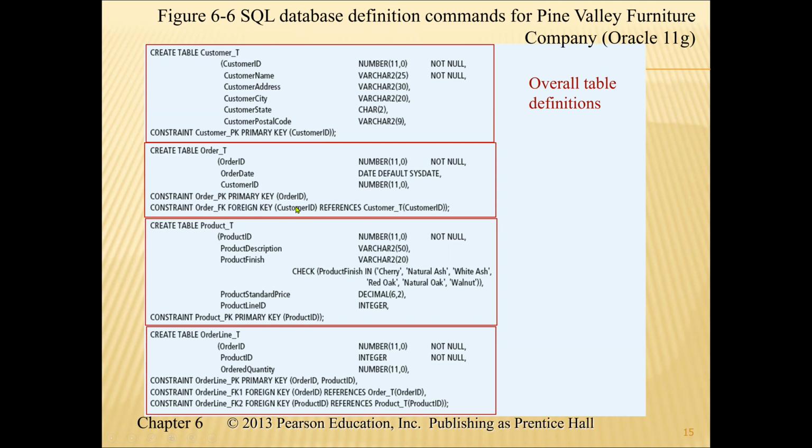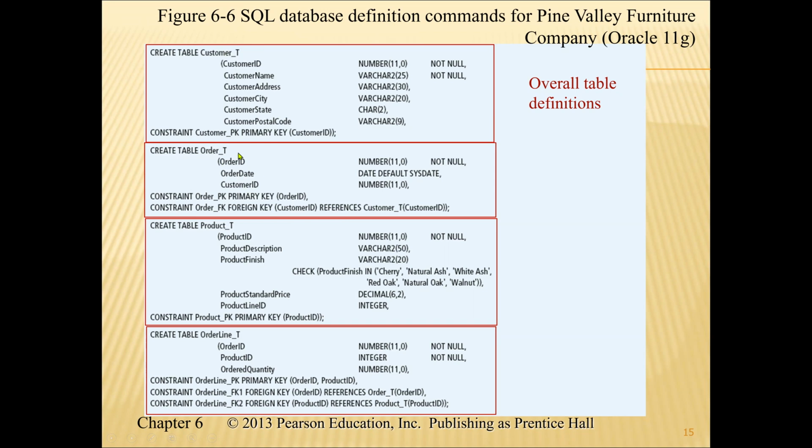A foreign key is always a primary key in another table. So if customer ID is not a primary key field in customer T, we will get an error. So we have customer ID. Now, when we have the foreign key as customer ID, we use the keyword references. This refers to the table that we are going to have a relationship with.